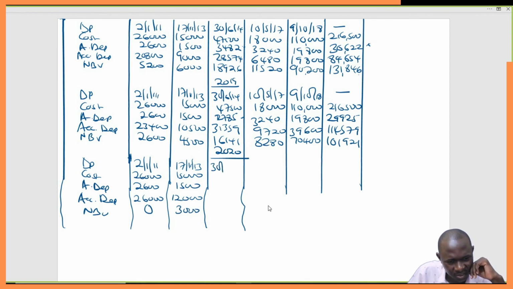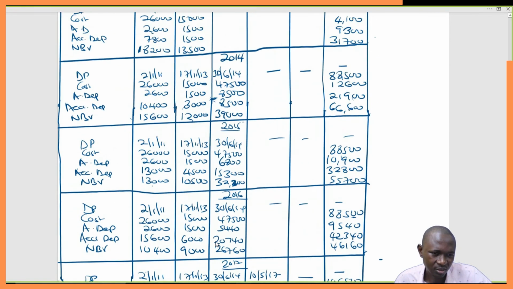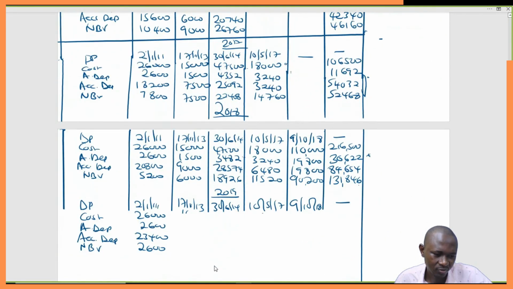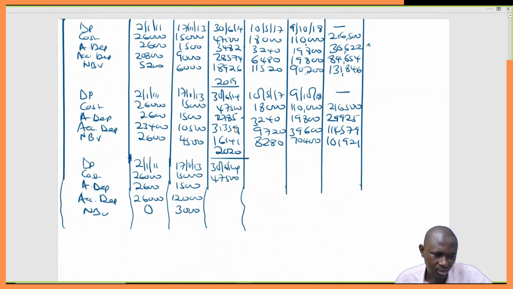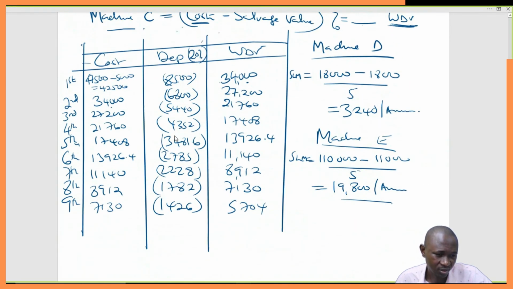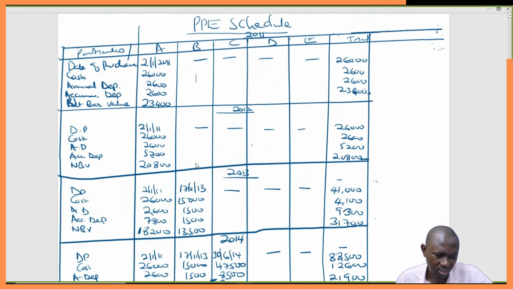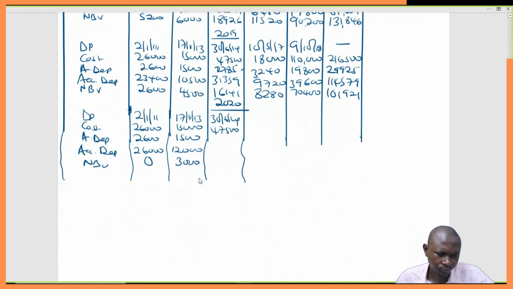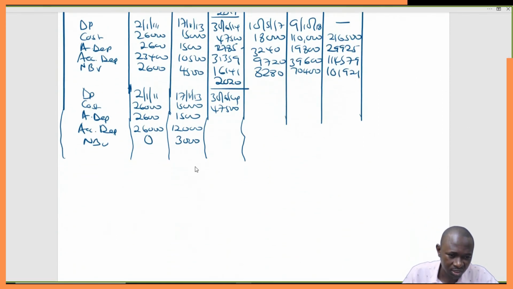Then this one is 36, 14. It was bought at 47,500. Annual depreciation this year is, this is which year? 2785. So we come here, 2785, 2228. So 2228.